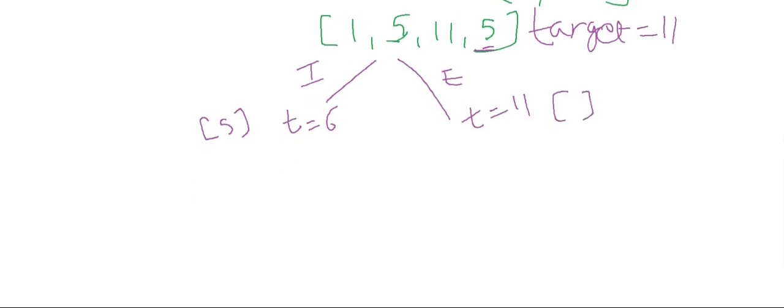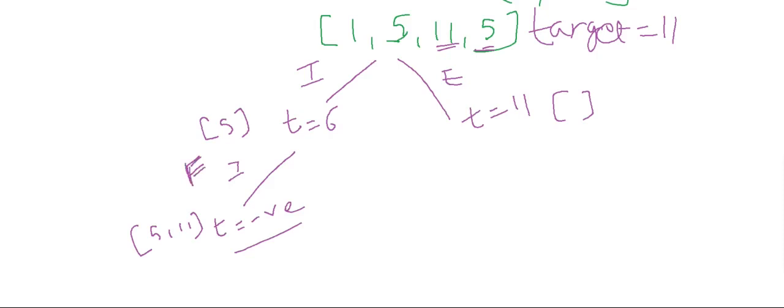Now I'm going to do it again. The next element is 11, right? So if I include 11, my target will be negative, right? So now I don't need to continue this cycle, this 5, 11, right? Because I need to find a target which is 11. So here it goes to negative, right? So I need to return, and what I'm going to return is false. Okay, now I cannot find a subset whose target is 11 from here. So I'm going to return false from here.